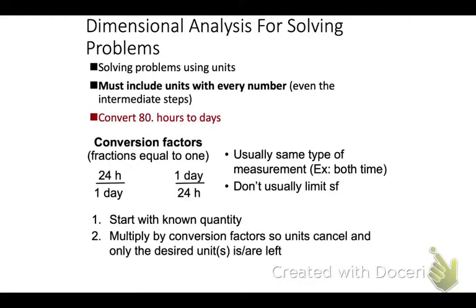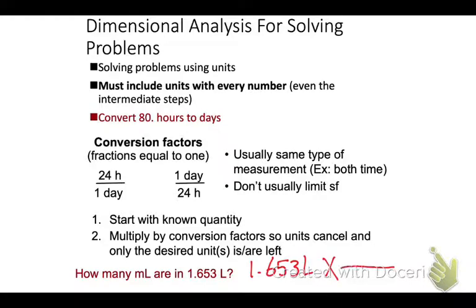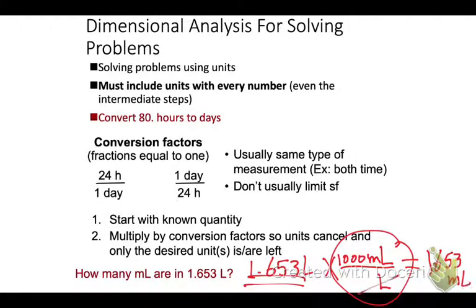Now, what about how many milliliters are in 1.653 liters? Again, if I do the exact same approach, I start with the given quantity, which is 1.653 liters, and I multiply it by a conversion factor that has a relationship between liters and milliliters. There are 1,000 milliliters in every liter. This is defined, so it is exact. Here I have 4 sig figs, so my answer needs to be in 4 significant figures, and it will be 1,653 milliliters, because liter cancels liter.